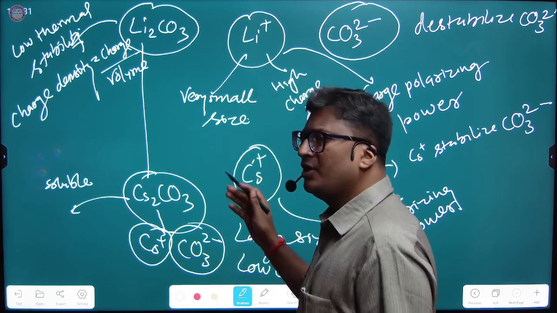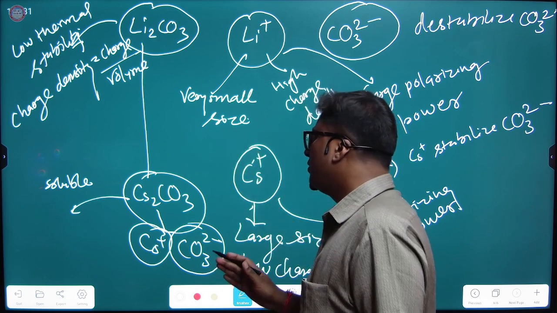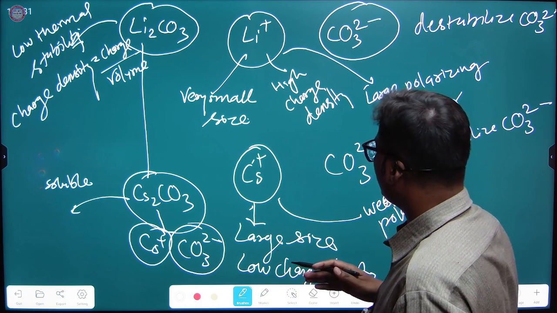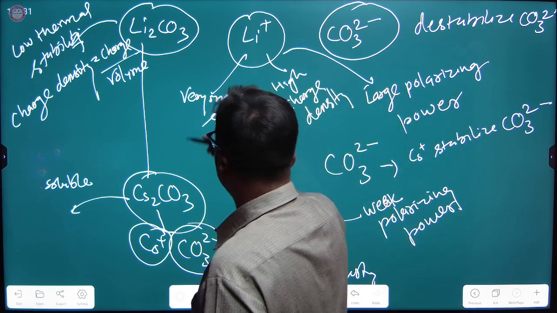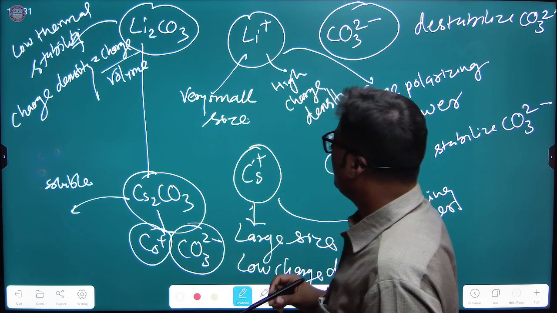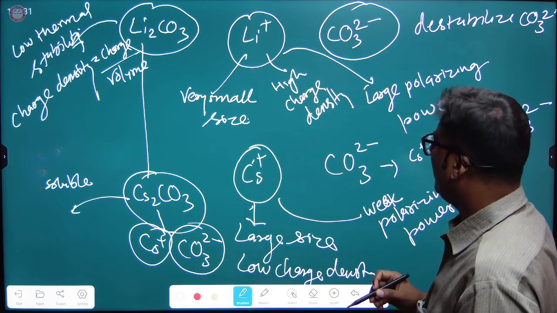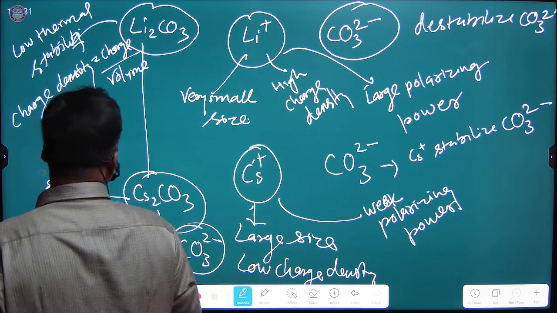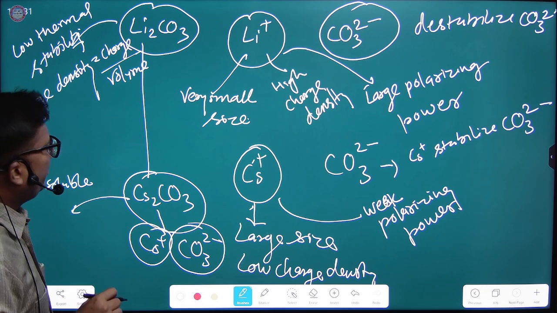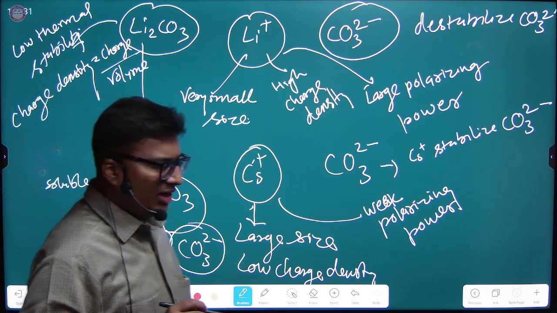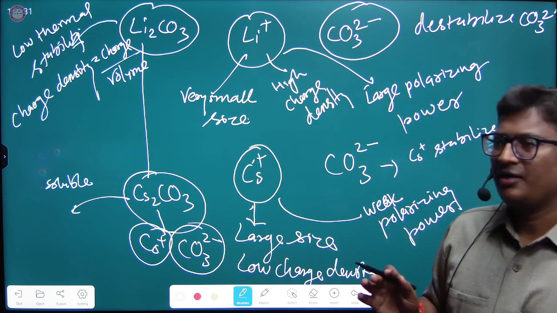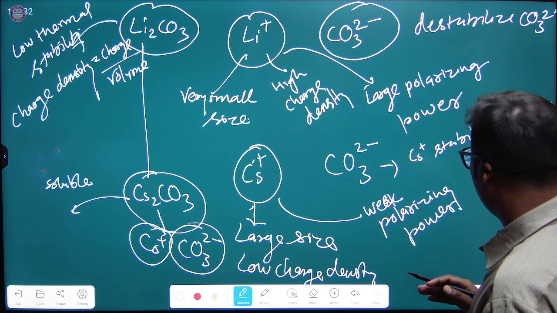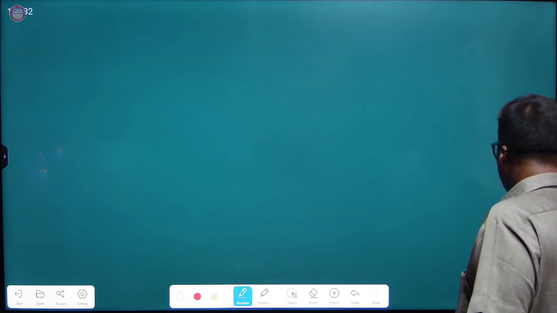So from moving top to bottom in a group of alkali metal carbonates, the ionic character increases from top to bottom, right, because of lattice enthalpy and as per Fajan's rule. Okay, so depending on the polarizability and polarizing power of the cation, the stability can be predicted in another sense, right? So thank you for listening to this video.